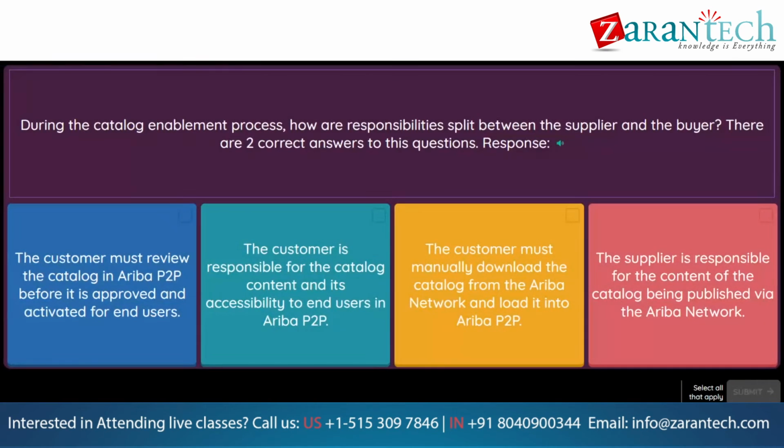Question: during the catalog enablement process, how are responsibilities split between the supplier and the buyer? There are 2 correct answers to this question. Response. Option 1, the customer must review the catalog in Ariba P2P before it is approved and activated for end users. Option 2, the customer is responsible for the catalog content and its accessibility to end users in Ariba P2P. Option 3, the customer must manually download the catalog from the Ariba network and load it into Ariba P2P. Option 4, the supplier is responsible for the content of the catalog being published via the Ariba network.